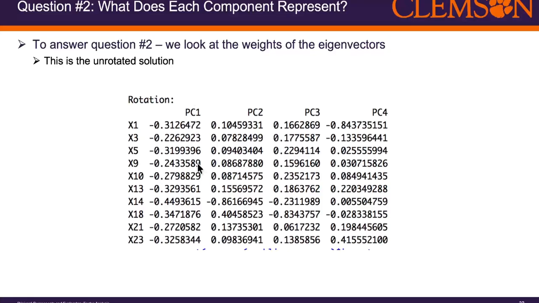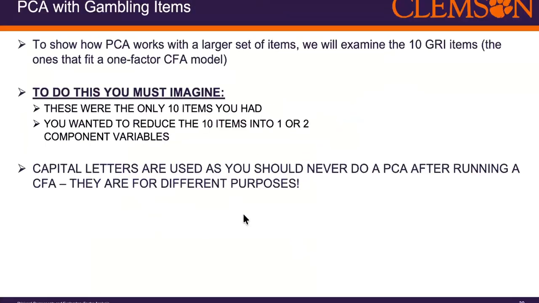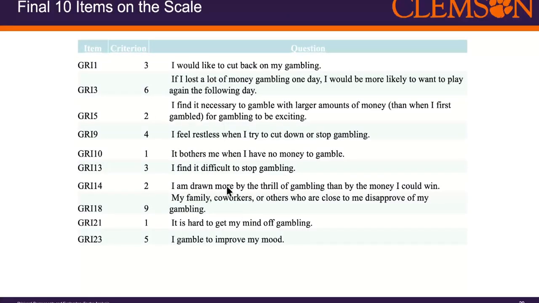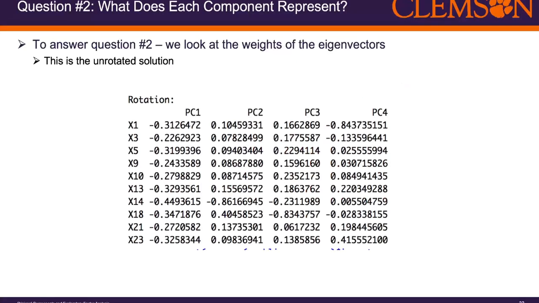When we get to the second component, we start to see some real differentiations here. The 14th item, x14, again, is the largest in magnitude. It's negative 0.86. It's not related to that component, whereas x18 is. And if we go back to those items, 14 is I'm drawn more by the thrill of gambling than by the money I could win, and 18 is my family, coworkers, or others who are close to me disapprove of my gambling. So it's hard to really understand why this one would be so negative, whereas this would be positive. But that is how you would go about approaching it.